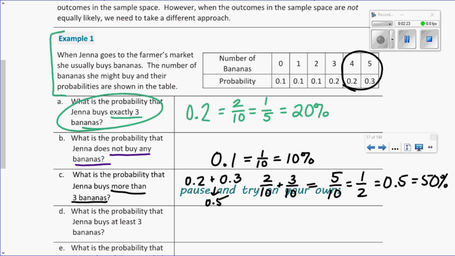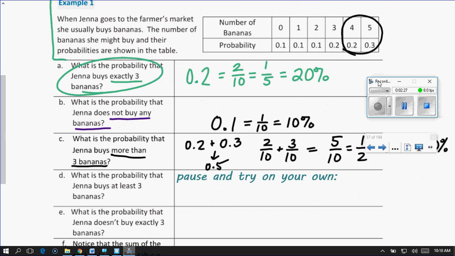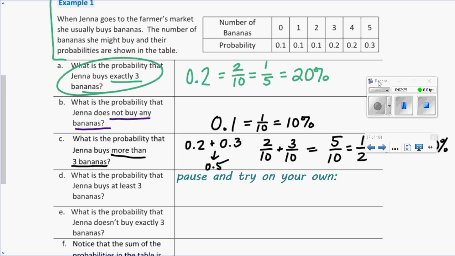Okay, try this one on your own. What is the probability that she will buy at least 3? My hint to you is at least 3 means that it's okay if she gets 3. It means 3 or more. So you can do 0.2 plus 0.2 plus 0.3. And that would be 0.7, which is 7/10, which is 70%.